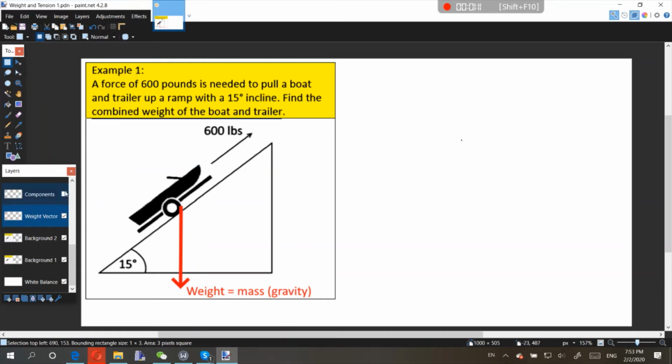Okay, so to find this weight, I'm going to break apart this force of gravity into two components. This first component here in blue is my force of the boat on the surface. And then my second component here in purple is the force pushing the boat down the ramp. So I've broken apart this gravitational force vector into a blue vector that is perpendicular to our surface and a purple vector that is parallel to our surface. Any questions so far?